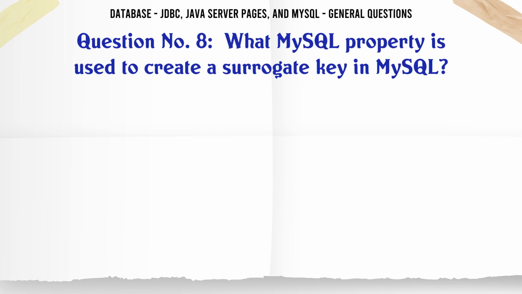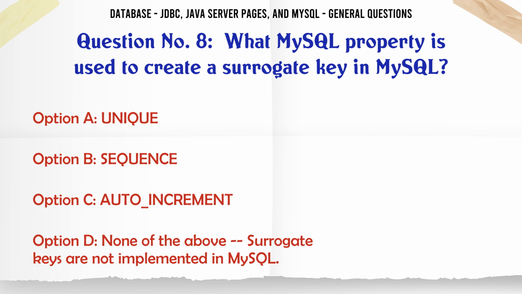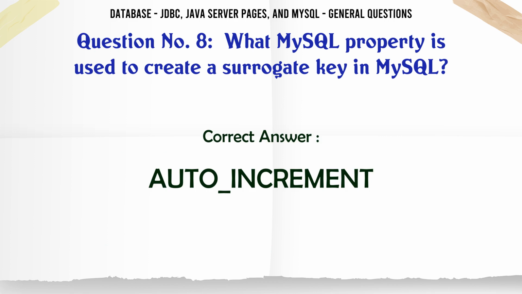What MySQL property is used to create a surrogate key in MySQL? A. Unique. B. Sequence. C. Auto increment. D. None of the above, surrogate keys are not implemented in MySQL. The correct answer is auto increment.